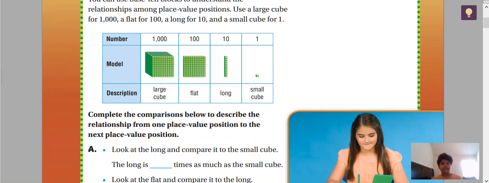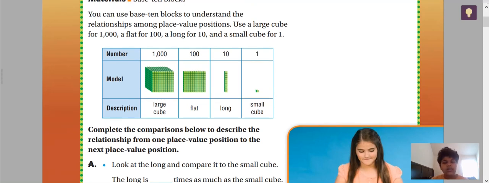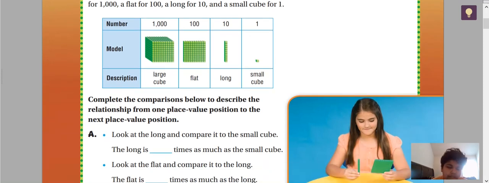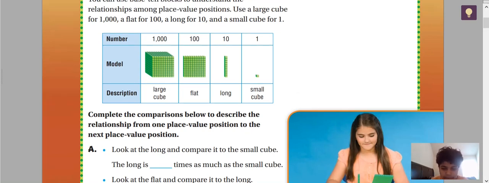Complete the comparisons below to describe the relationship from one place value position to the next value position. So let's look at this. Look at the long and compare it to the small cube. The long is blank times as much as the small cube. Oh, okay, that's what we're comparing. The long is blank times as much as the small cube.